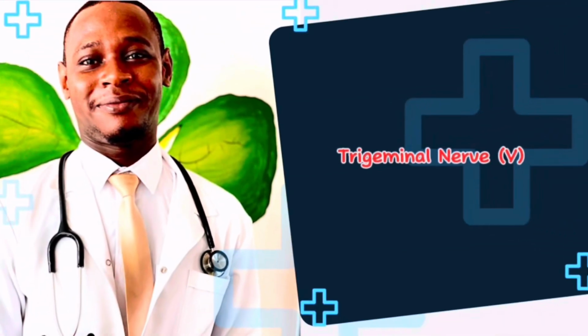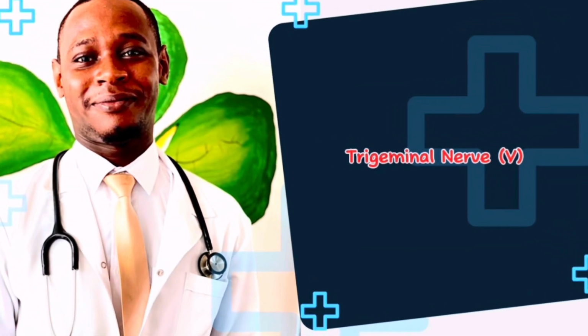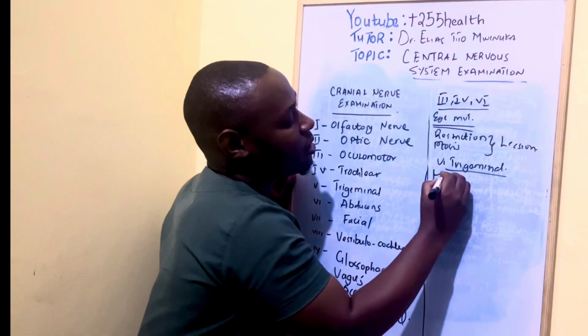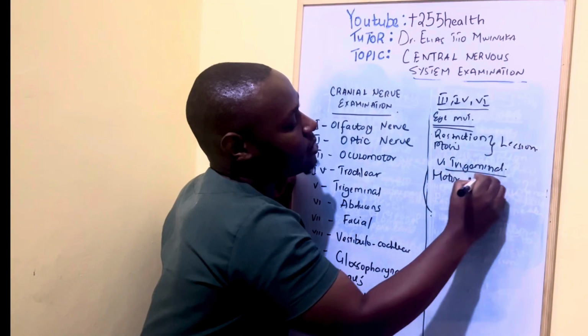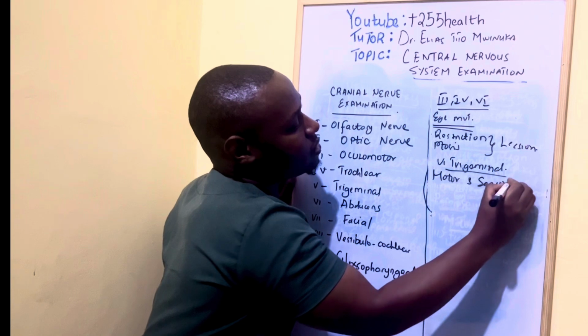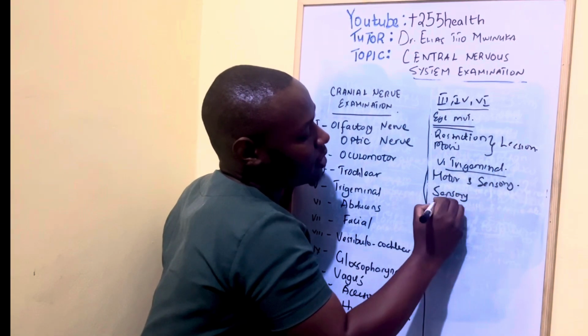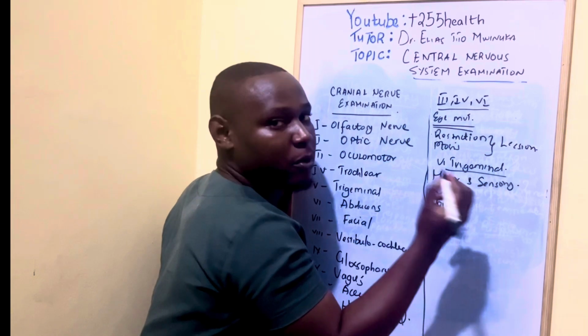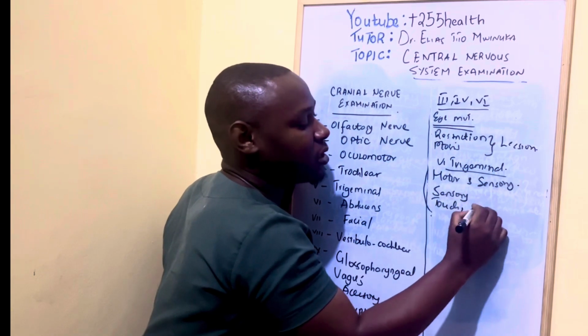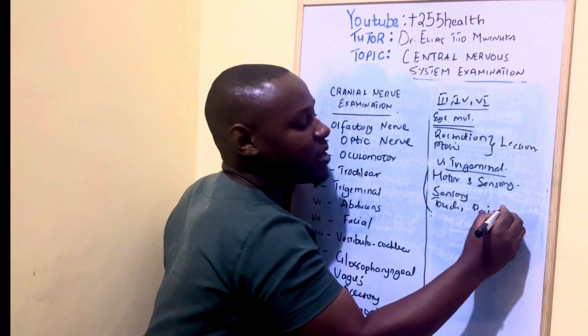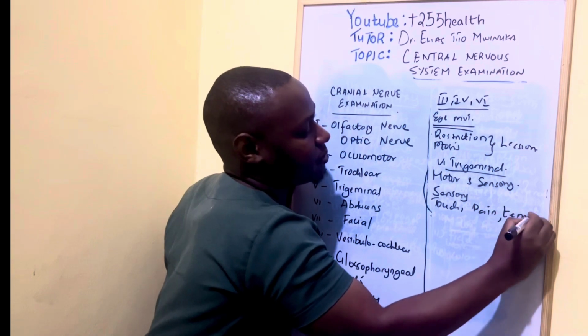So the trigeminal nerve is one among the very unique nerves, as it has both motor and sensory components. In sensory, you're going to test for touch, which can be both crude and fine touch, pain, and maybe you can test for temperature. For example, in touch, you can assess fine touch by using a prick, you see.